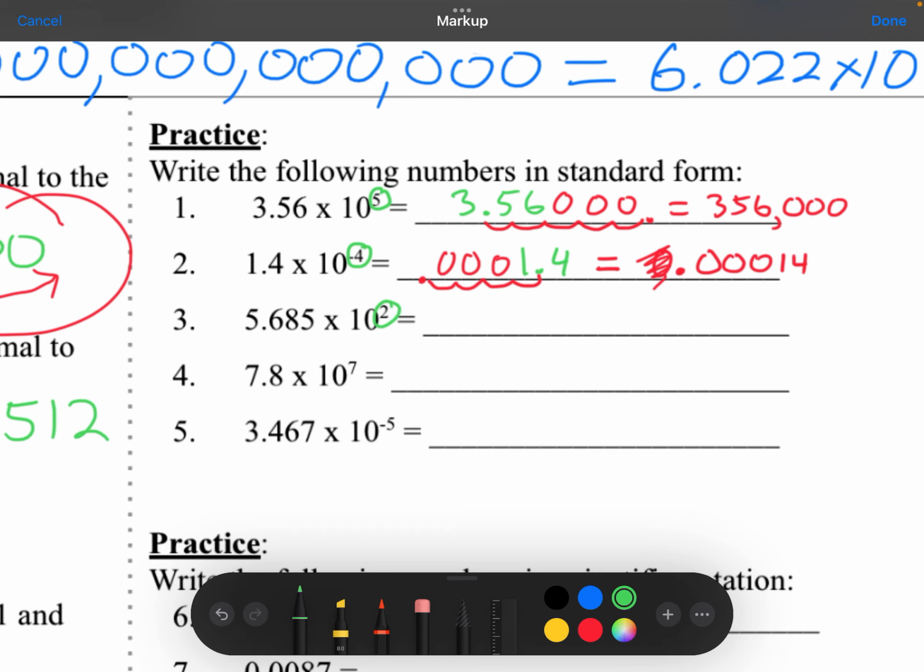Number 3, exponent of +2. So I'm going to end up moving my decimal point 2 spaces to the right, and I don't even have to rewrite it for that. I can just do that right on here. And so my new number is going to be 568.5. In number 4, I have an exponent of 7. I'm going to move that decimal place 7 spaces to the right. So I have my number 7.8, and I'm going to move it 1, 2, 3, 4, 5, 6, 7. Fill in any of those empty spaces with zeros, and I get this number.